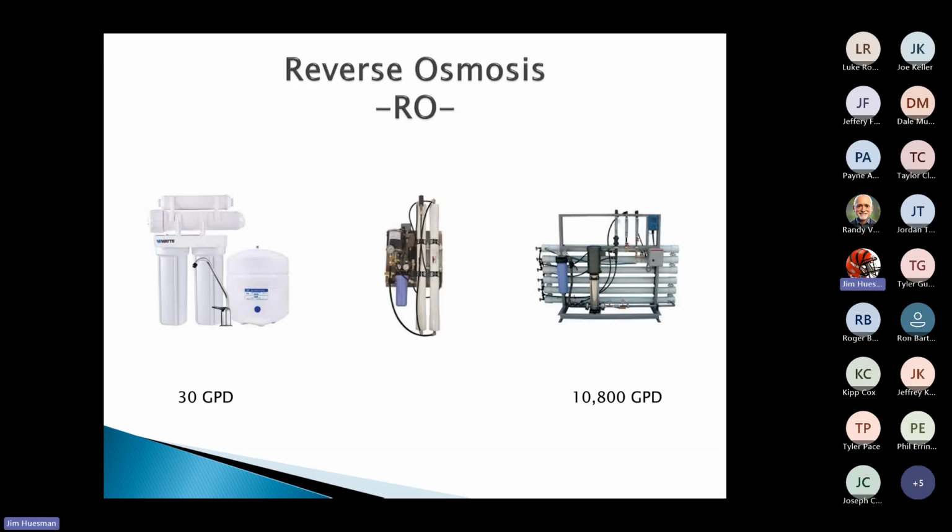So the other one, this is the RO. RO systems are great. If you want perfect water, this is what you're going to need. If you want water with nothing in it, this is what you need. Because what we're doing is going through multiple different stages of filtering, and we're actually going to be combining.